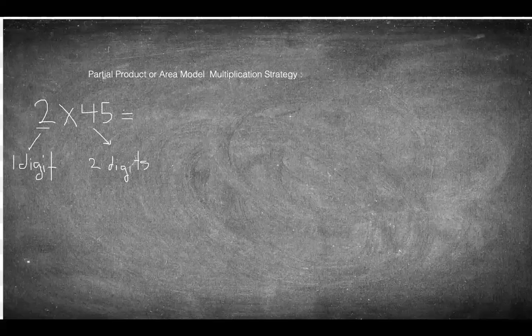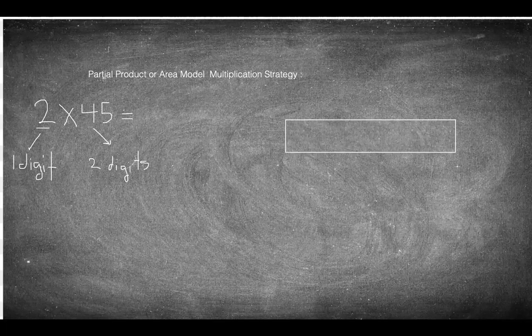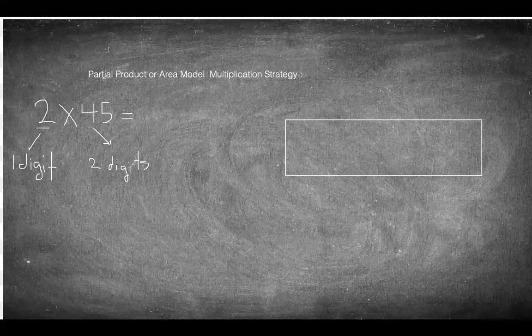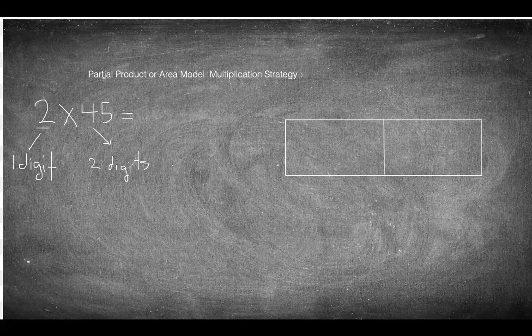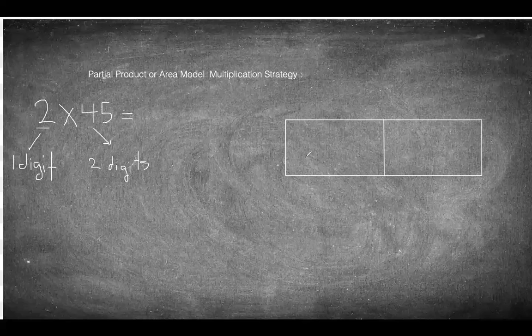So we're going to set our graphic organizer or area model to have 1 row for the first factor because it's only 1 digit. And the second factor, which is 45, is made out of 2 digits. So we're going to split the unit bar into 2 parts, 2 columns. We're going to take the first factor, which is 2, and put it to the left of this unit bar or area model.